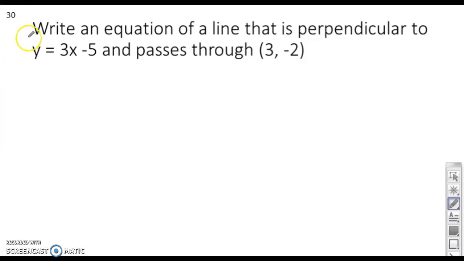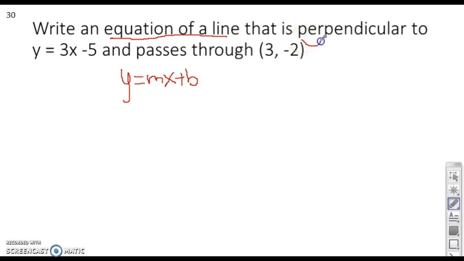Write an equation of a line that is perpendicular to y equals 3x minus 5 and passes through the point (3, -2). Okay, so lots of information here. First of all, it says write an equation of a line. So our final answer should look like y equals mx plus b.